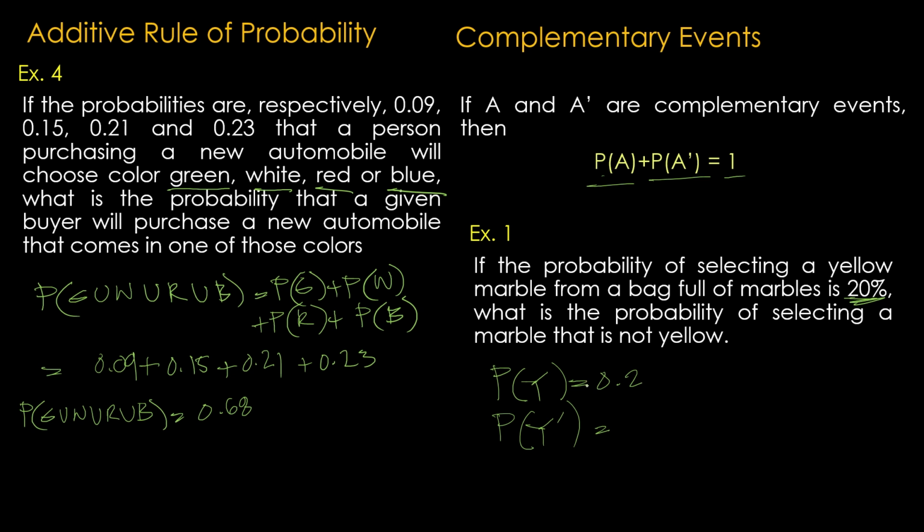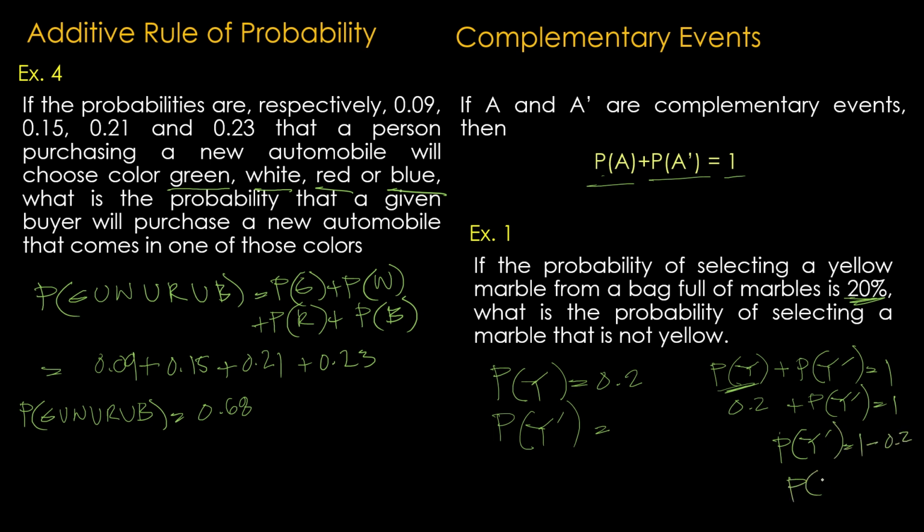I'll just subtract this from 1, because the probability of getting a yellow plus the probability of getting a not yellow marble is equal to 1. If this value right here is equal to 0.2 plus the probability of getting a not yellow, transposing it to the other side of the equation, I have 1 minus 0.2, or the probability of getting a marble that is not yellow is equal to 0.8.